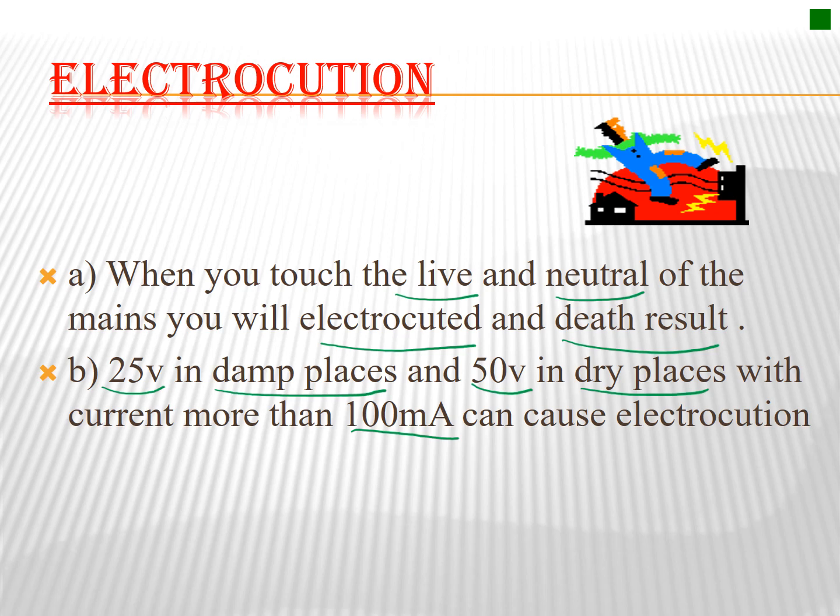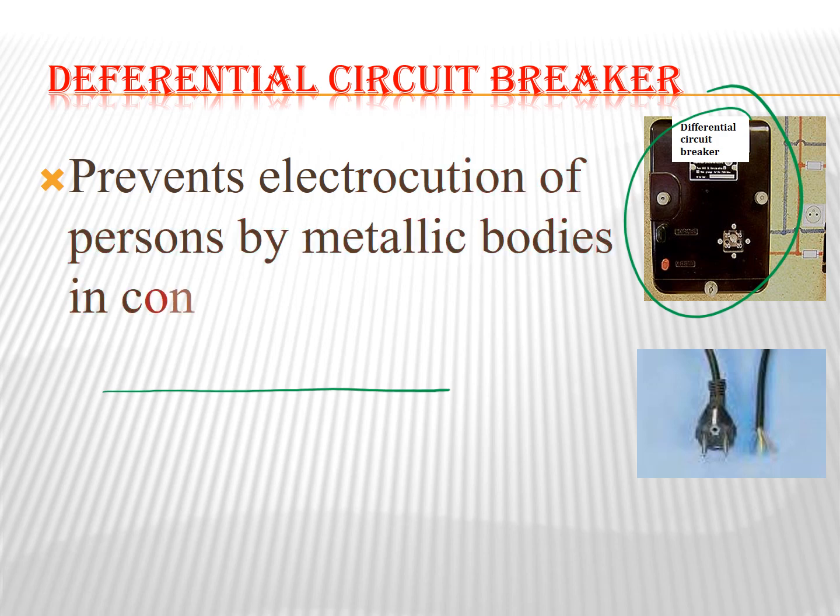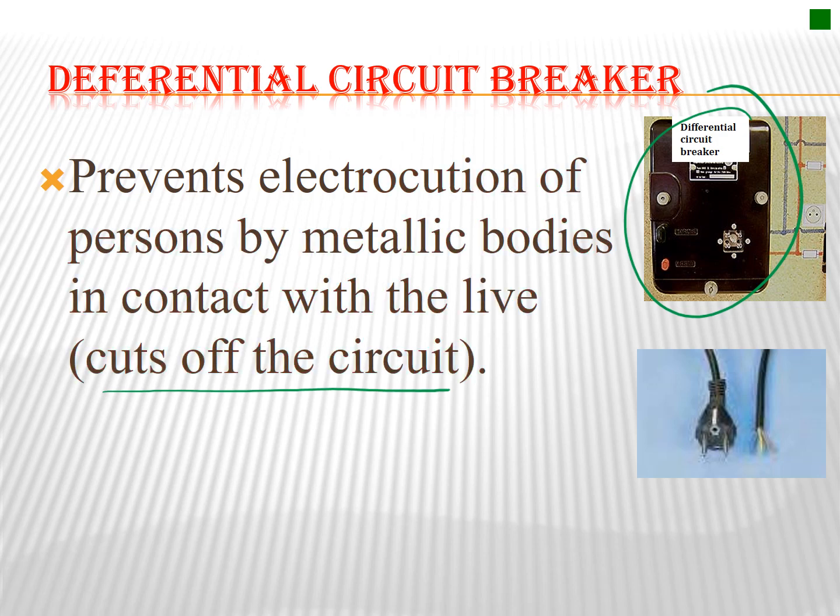Electrocution. When you touch the live and neutral of the main, you will be electrocuted and death results. 25 volt in damp places and 50 volt in dry places with current more than 100 milliampere can cause electrocution. Differential circuit breaker prevents electrocution of a person by metallic bodies in contact with live, cutting off the circuit.